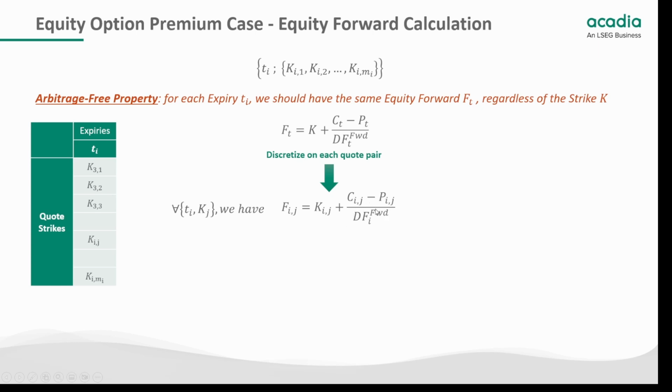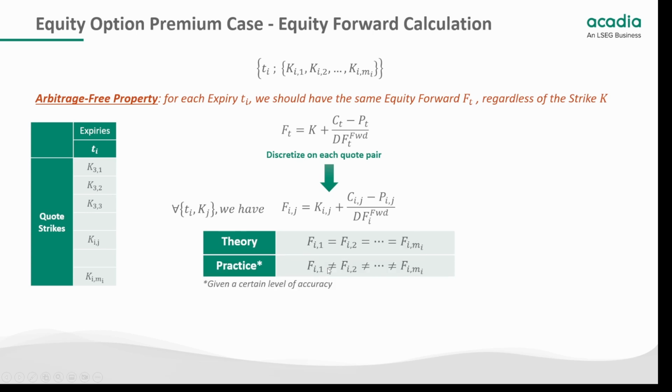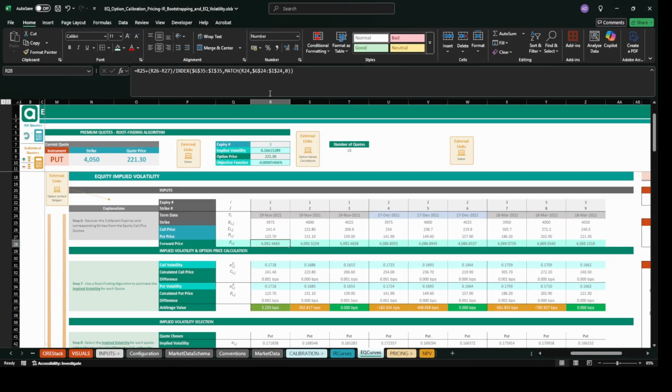The forward discount factor, on the other hand, is unique per expiry, and the forward price should be as well. We should have F_i1 equal F_i2 equal F_ij, etc. But that's the theory, because in practice, that's not exactly true, at least for a certain level of precision. Just to illustrate that point, you can try and calculate the equity forward using the forward call-put parity formula and the data from our example. You can see that the forwards we get from there are close, but they are different from each other.